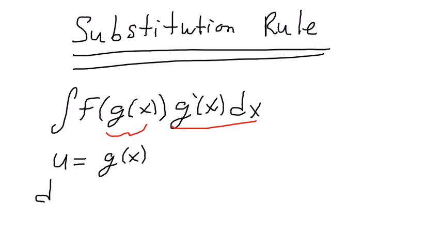So in this case, where we're letting u equal g of x, we're going to be left with f of u. So what we want to do is, when you take the derivative of u, you can see here that it's going to give us this, because the derivative of g of x is g prime of x times the differential of x. Let's do the chain rule.